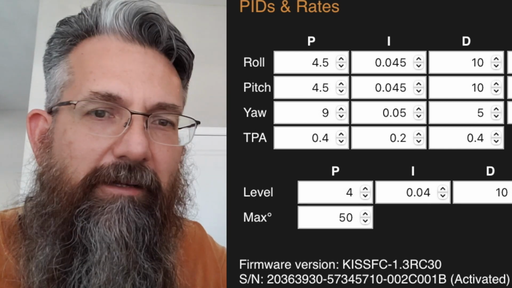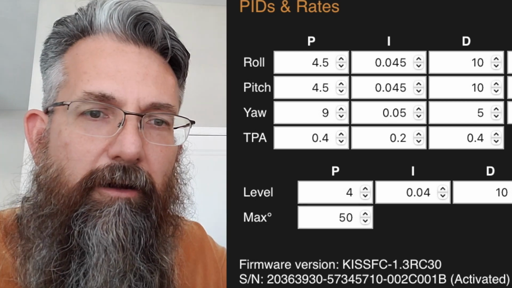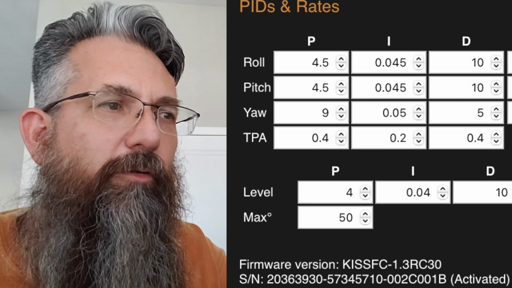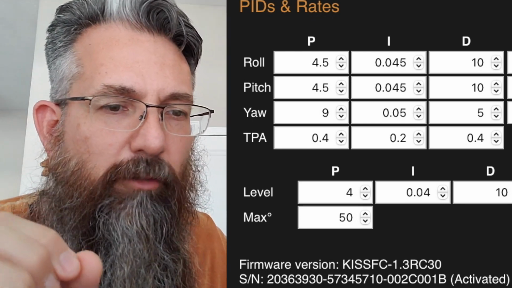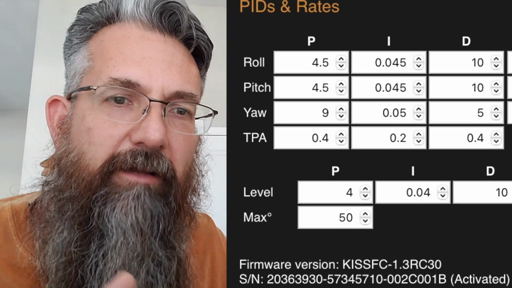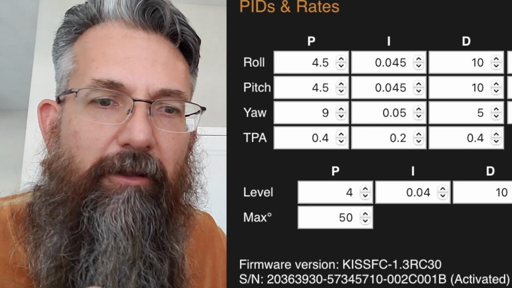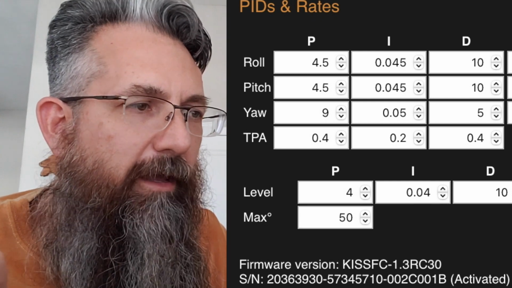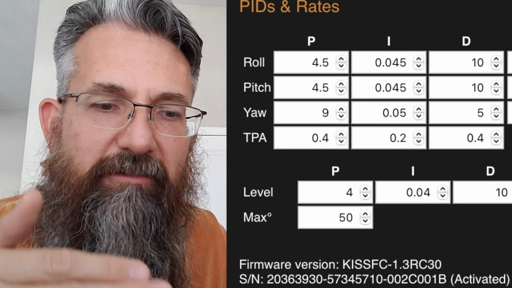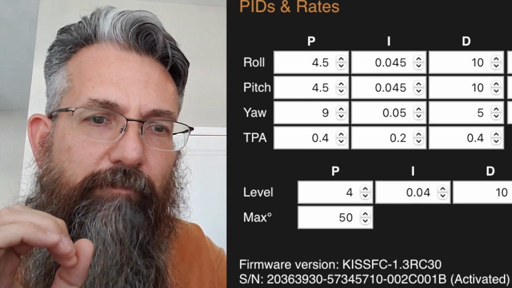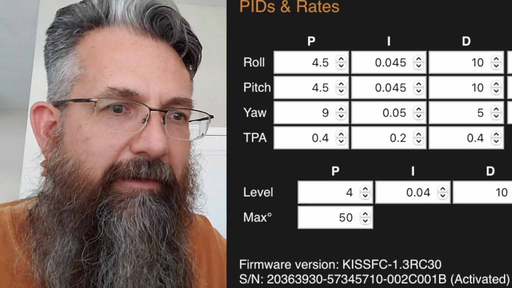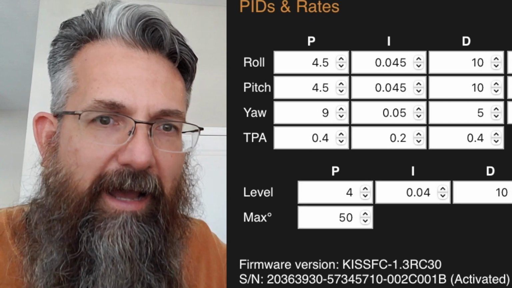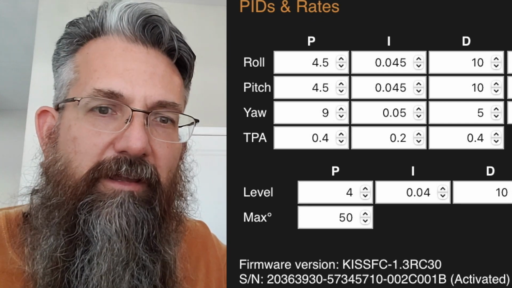I basically generally up P on roll, pitch, and yaw, and that's basically most of what I do. Occasionally I will up I just a little bit, or I might drop I a little bit depending on the field that I've got. And then I generally try to keep D as low as I possibly can. So in this case, I've got P is 4.5 on roll and pitch, and then on yaw I have it as 9. What I found with yaw, even in Betaflight, EmuFlight, all these different firmwares, is a high P on yaw makes a big difference in feel.